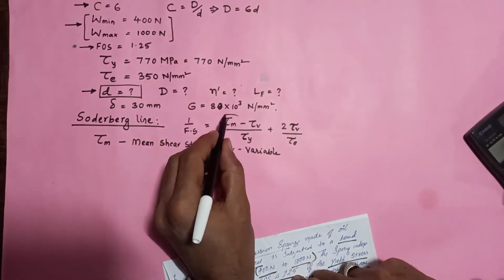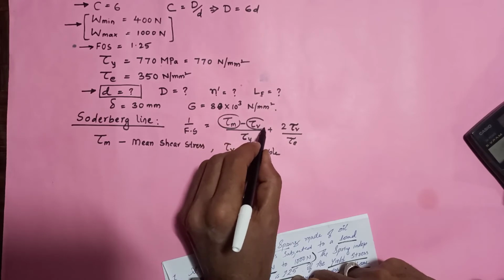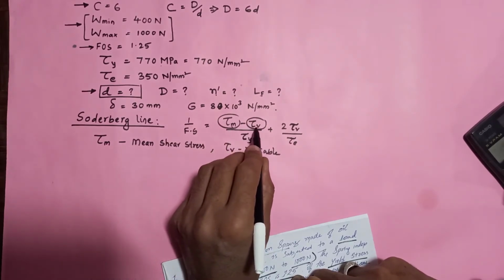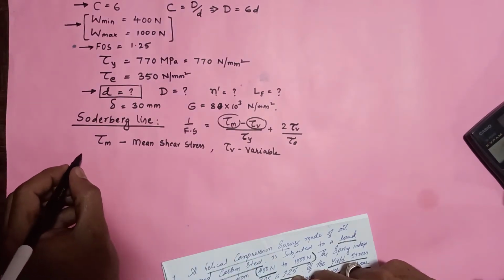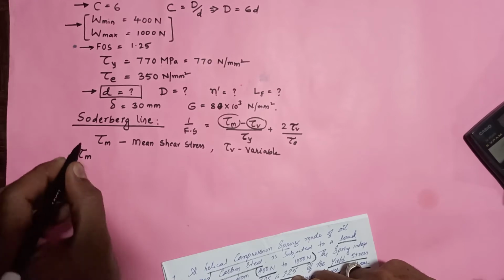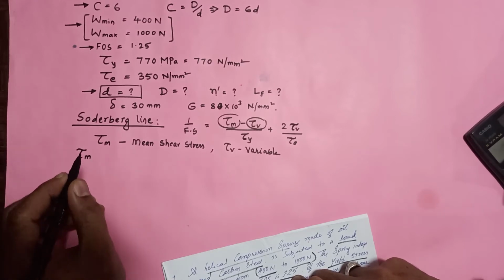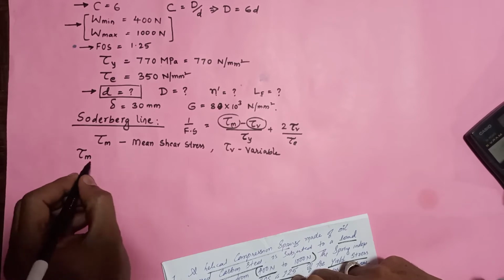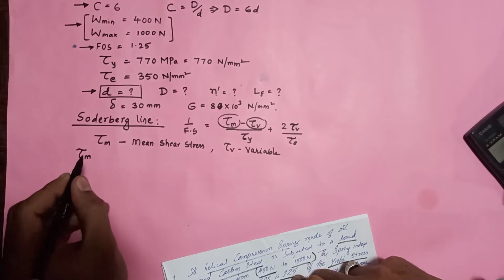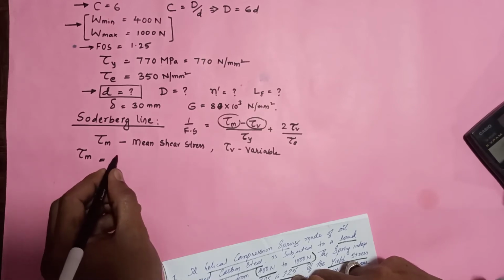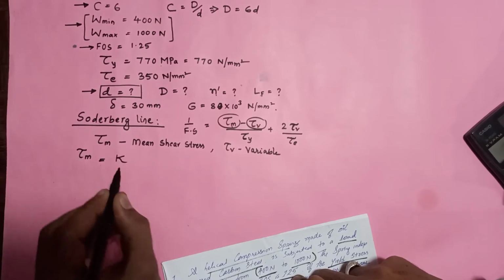So here tau m and tau v both are unknown. So let me calculate tau m and tau v. Tau m is the mean shear stress. To calculate the mean shear stress, there will be a shear stress equation.